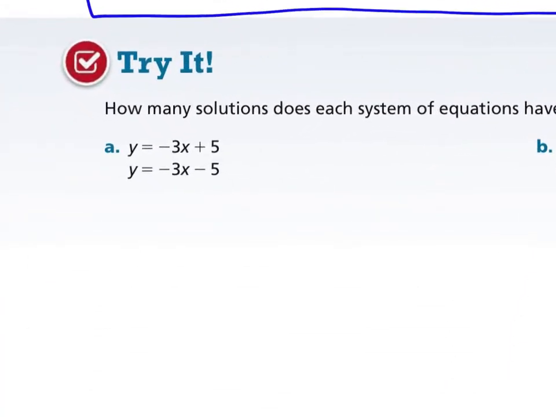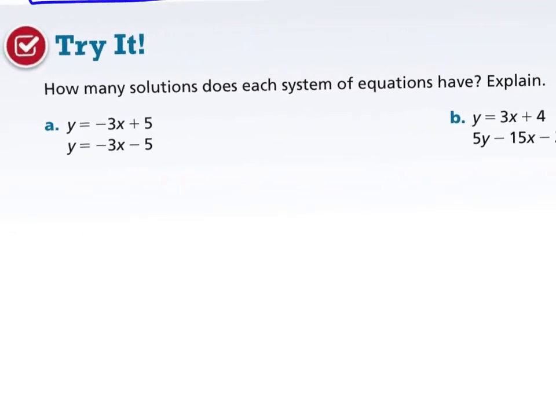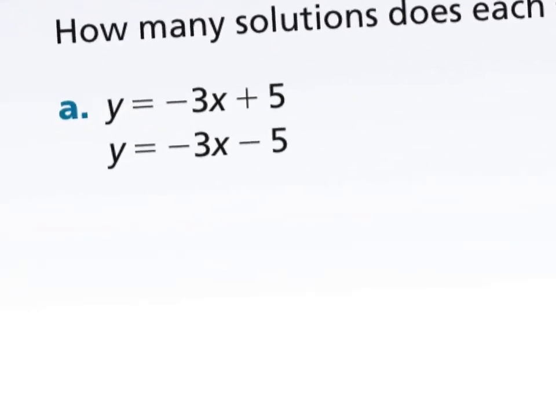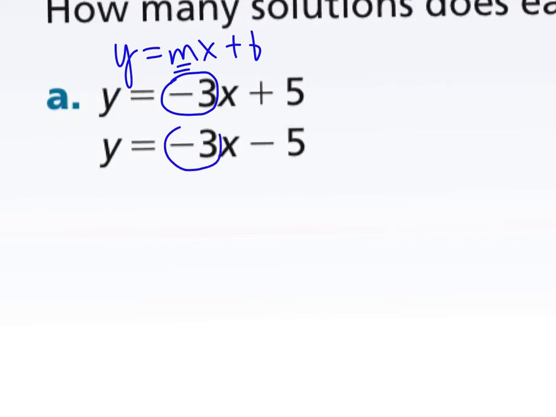So if we look at the try it, they're asking how many solutions does each system of equations have and explain. So on this one, they already have the equations set up for us. It's just a matter of us looking at this and figuring out how many solutions we have. So first thing we want to do is look at the slopes of these lines. So remember, y equals mx plus b. M is our slope. So negative 3 is the slope of the first line. Negative 3 is the slope of the second line.